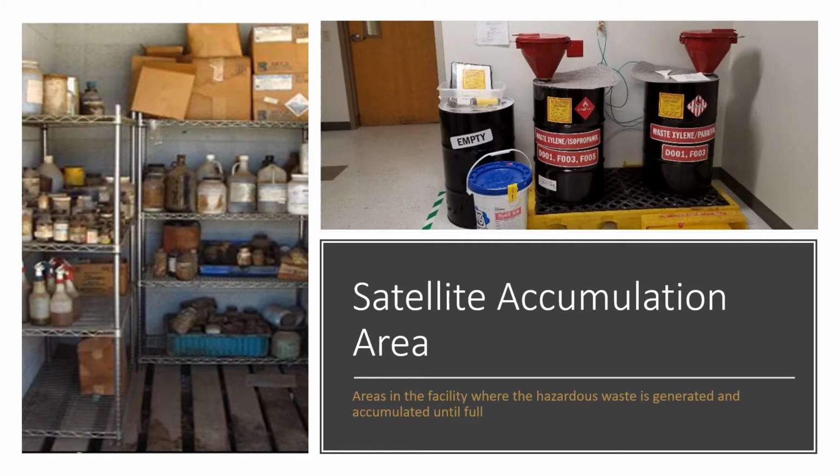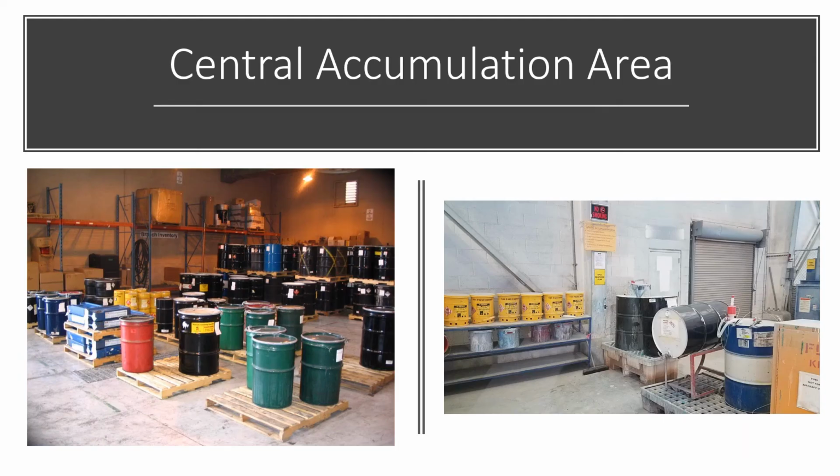Once a container is full, facilities can move it to the central accumulation area. This is where containers are stored before transport. Remember at the beginning when I said the amount generated determines your status? A small quantity generator has up to 180 days to ship out wastes that are stored in this central accumulation area. A large quantity generator has 90 days.